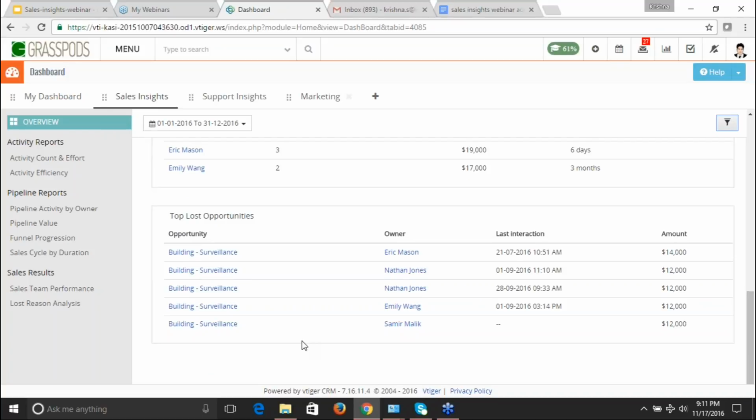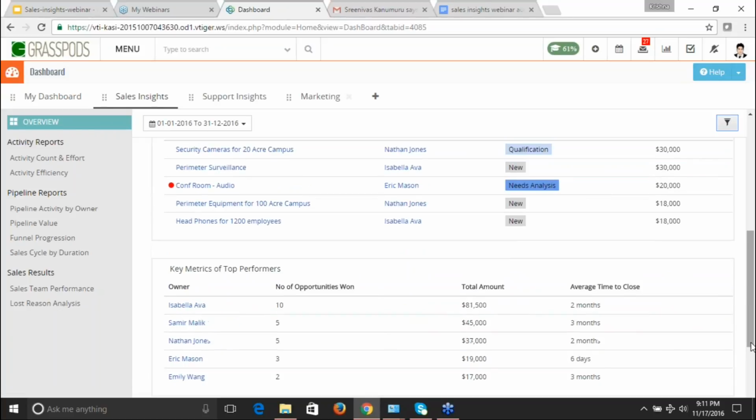The troubling thing for me here is that when I look at building surveillance, all the opportunities that the team lost, the top 5 opportunities, pertain to building surveillance. So there's something fundamentally wrong in how we are selling this. And the other troubling thing is there is one deal we have lost even before we have made any contact. So that's kind of the quick overview of what is going on.